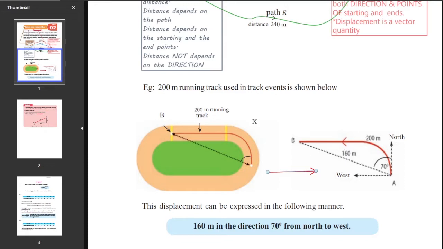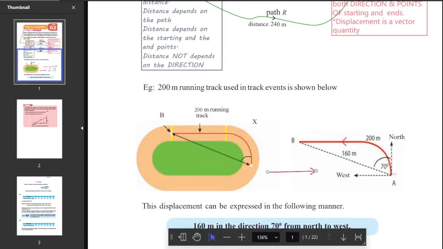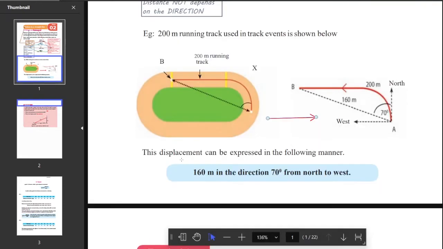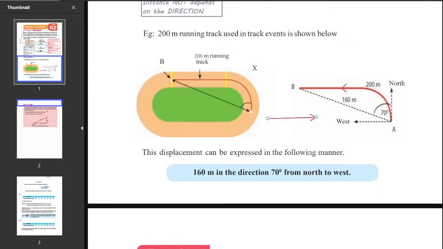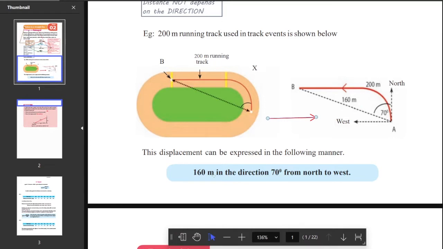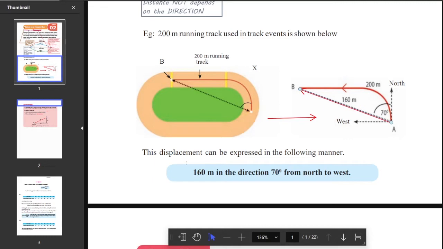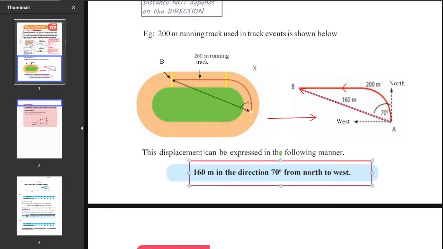But when expressing the displacement, we cannot say only the magnitude of the displacement. This displacement can be expressed in the following manner: 160 meters in the direction 70 degrees from north to west. Here, north to west is the direction. So this is the way of expressing the displacement.